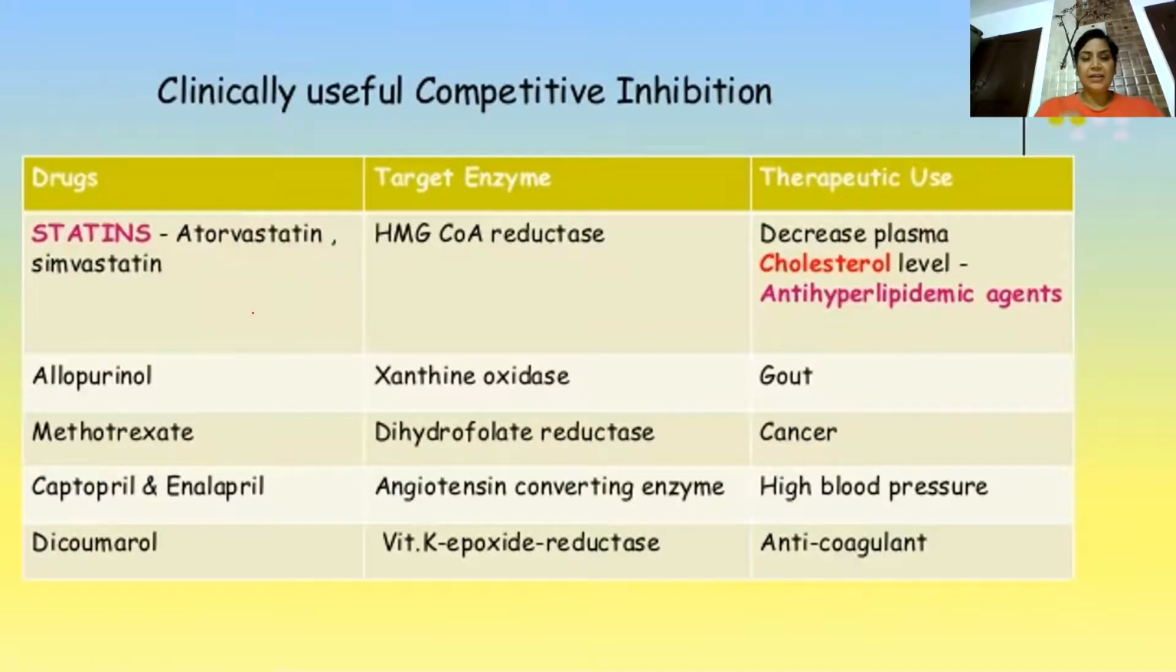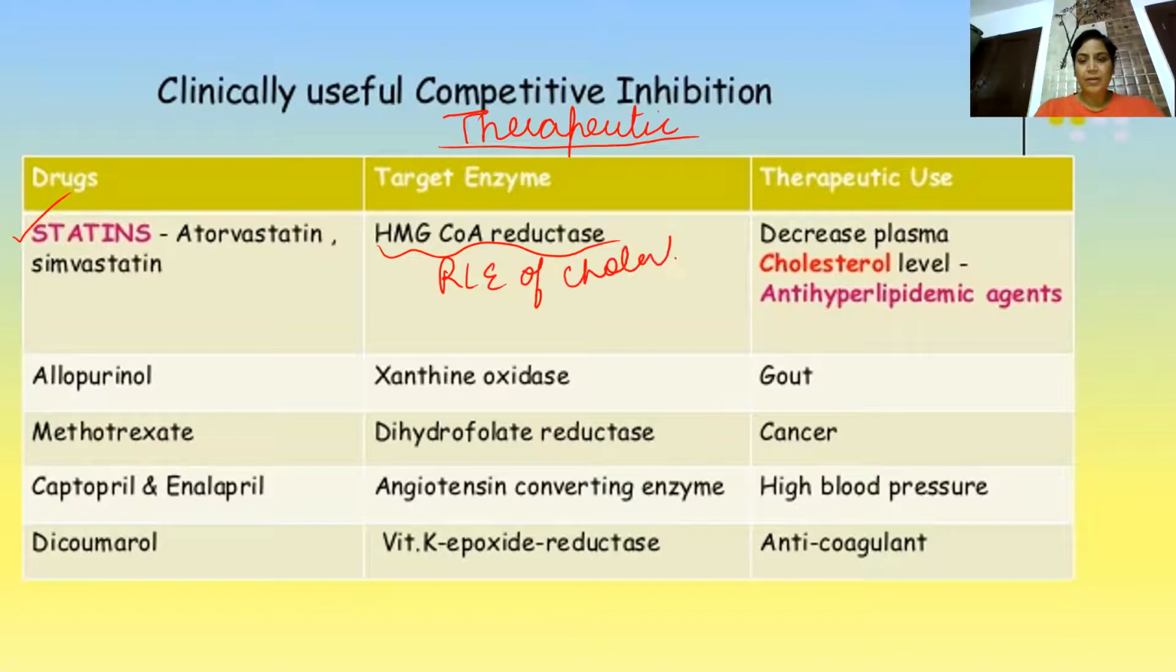Then there are therapeutic uses of competitive inhibition. Very, very important. Questions are generally asked on this. Now, statins are anti-hyperlipidemic drugs, which decrease the concentration of cholesterol and are given to persons suffering from hypercholesterolemia. The enzyme there is HMG-CoA reductase, which is the rate limiting enzyme of cholesterol biosynthesis.